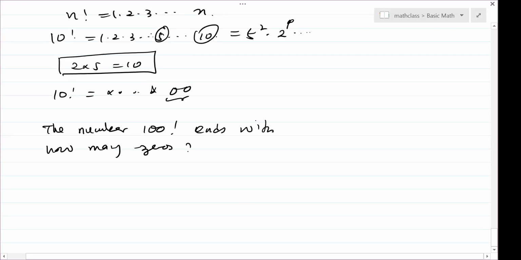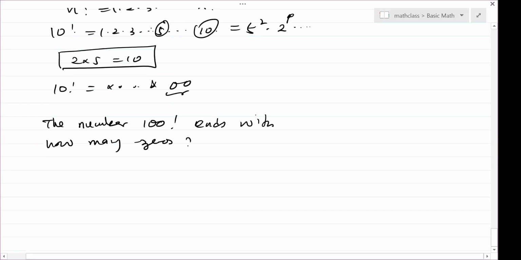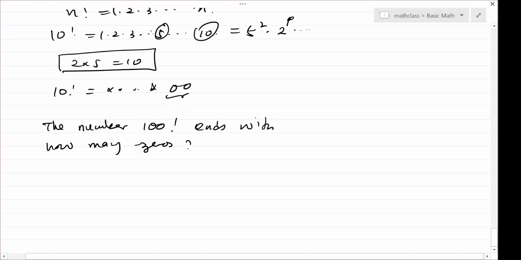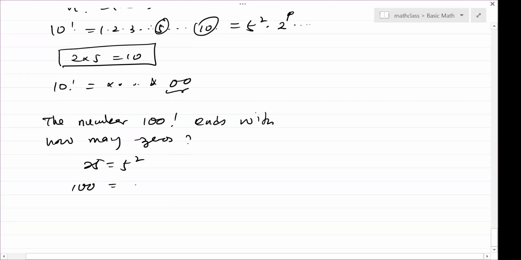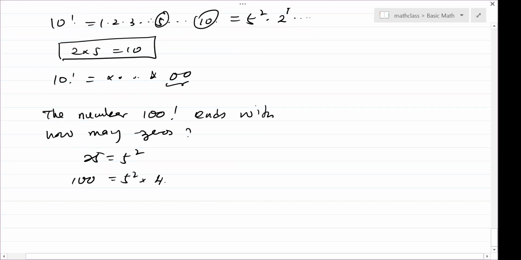Because 25 is going to be 5 squared. Remember that. And 100 is also going to be 5 squared times 4. So those special numbers contain 2 factors.